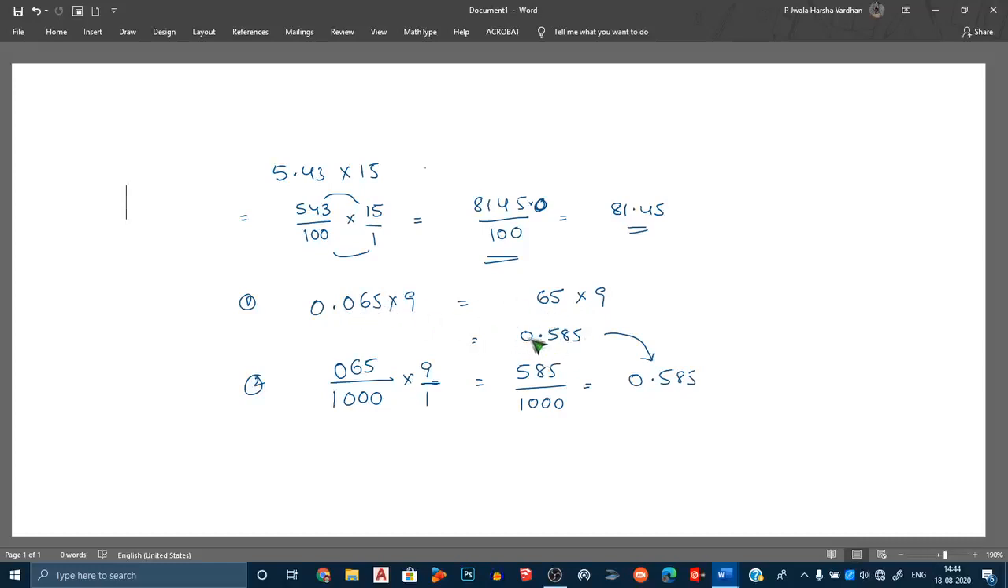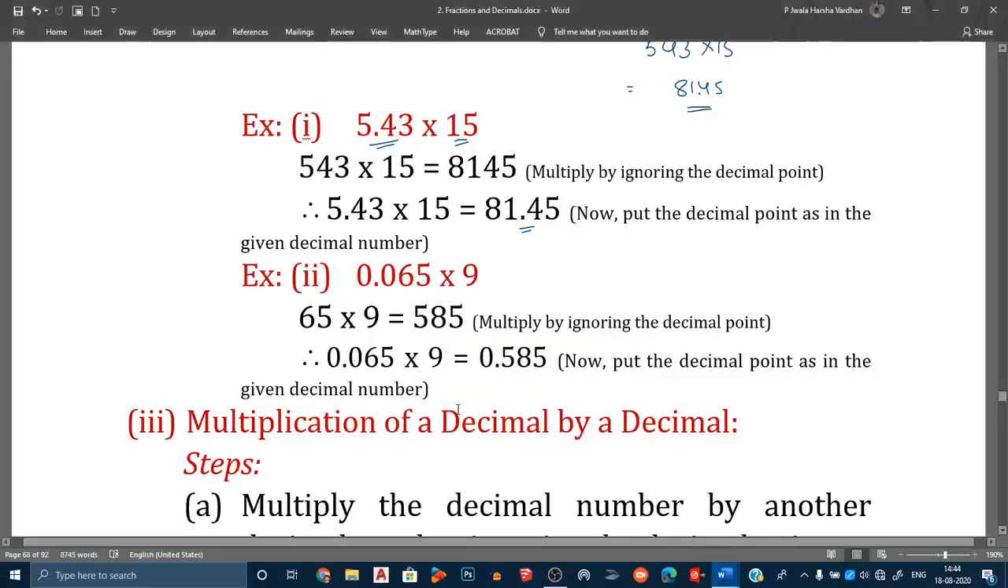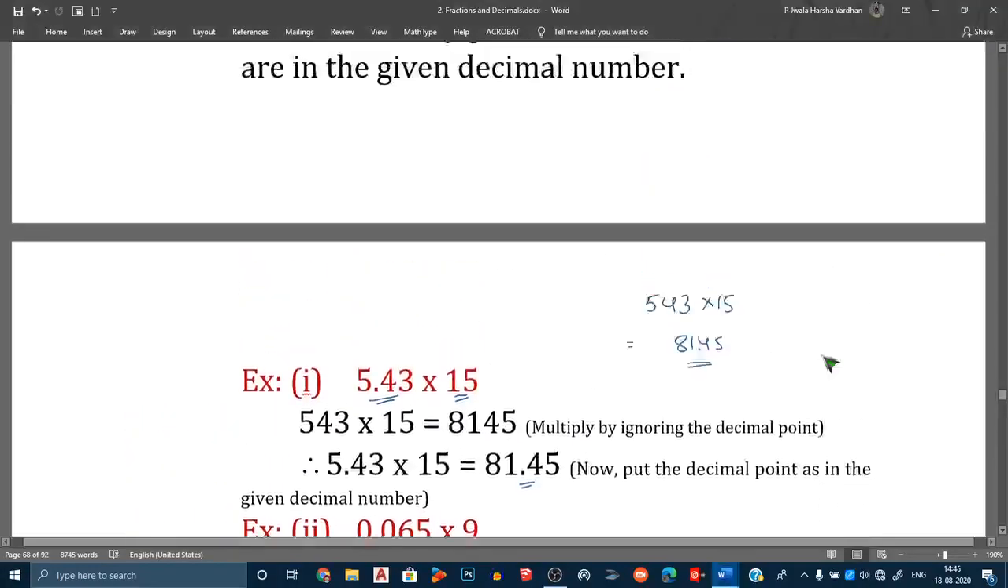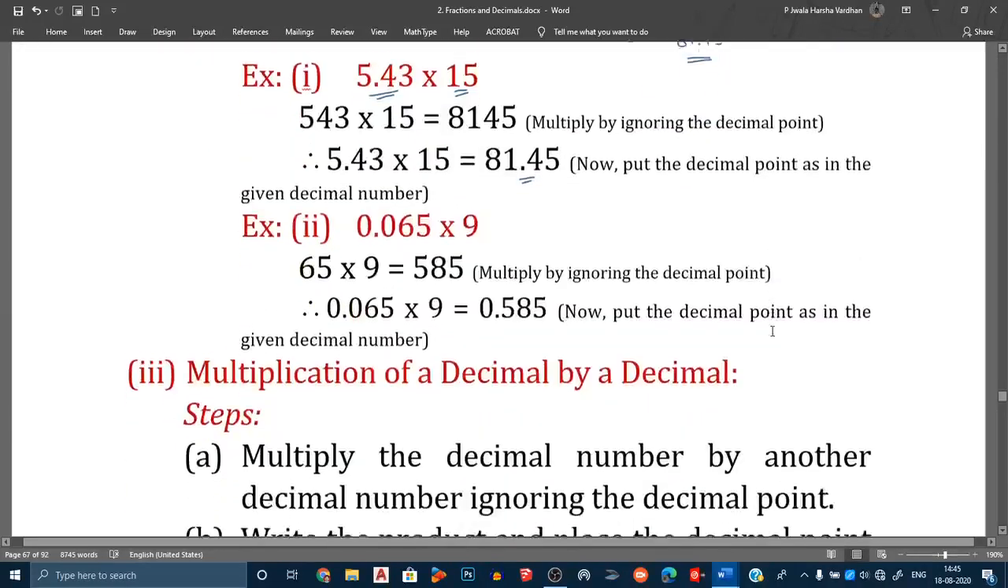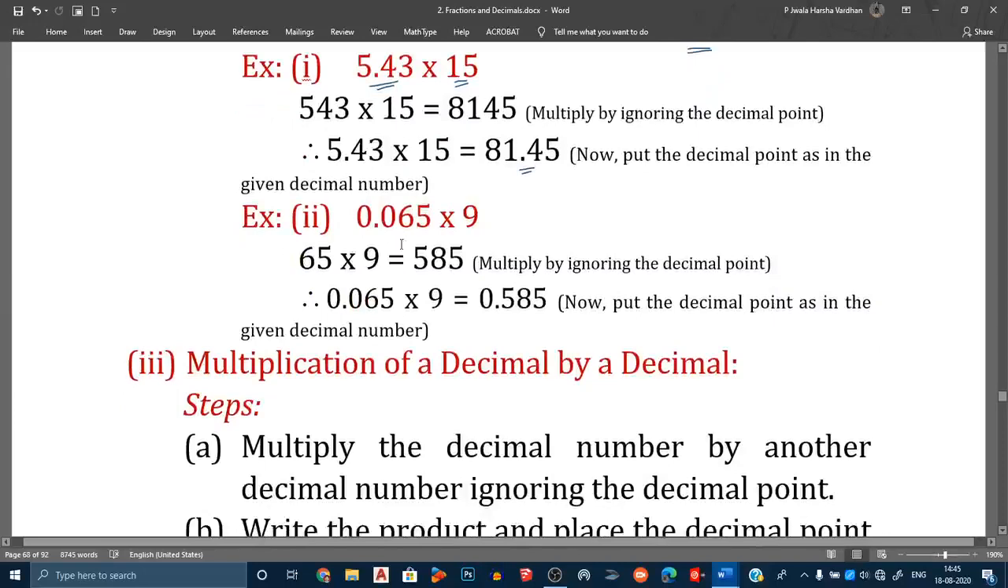This is the first one. The second one is converting this into a decimal fraction and multiplying it with the second fraction; you will get one more fraction, which is a decimal fraction. Now you can put the point according to the number of zeros here. This is the second method, which is the multiplication of a decimal by a whole number. Means one number is given in decimal form, one number is given in whole number form.